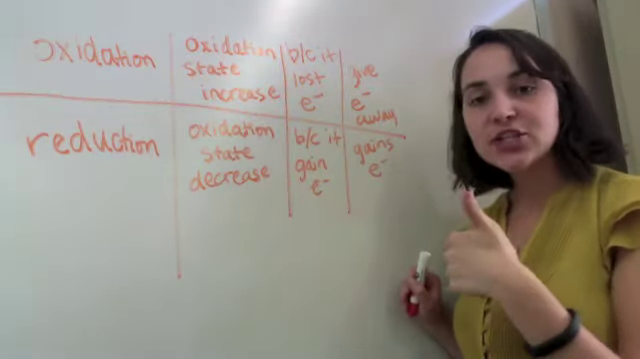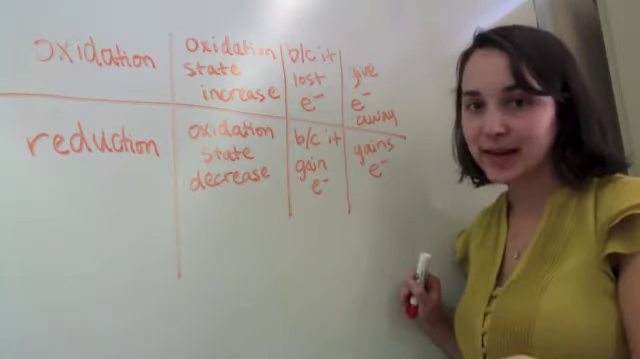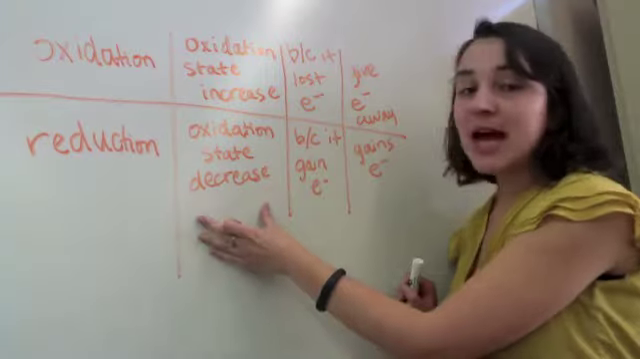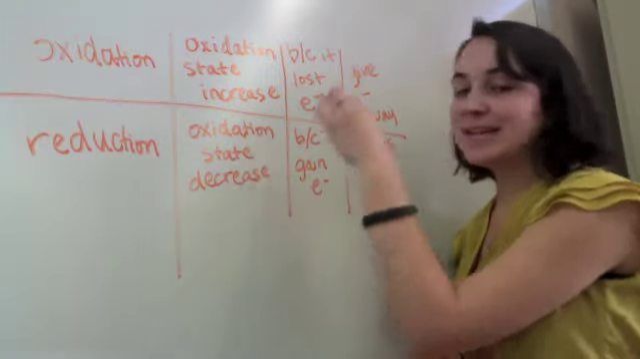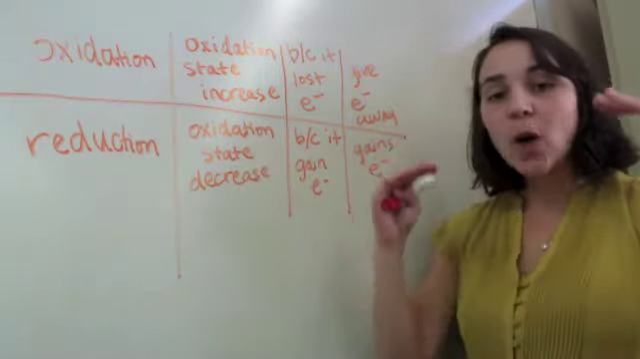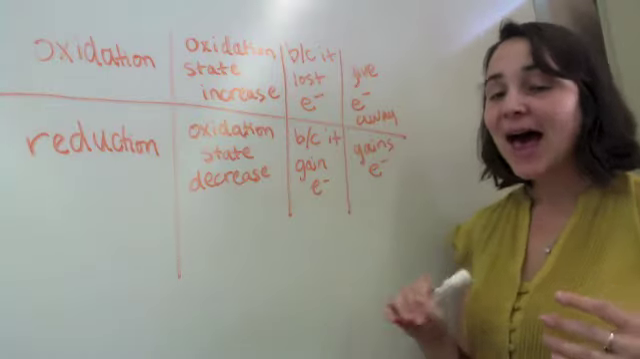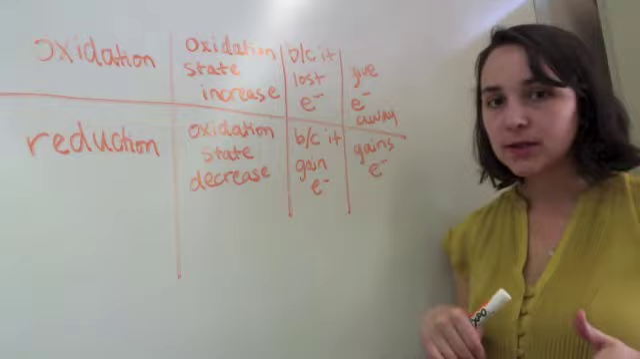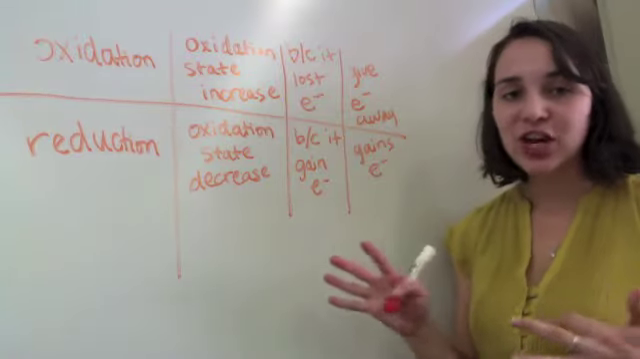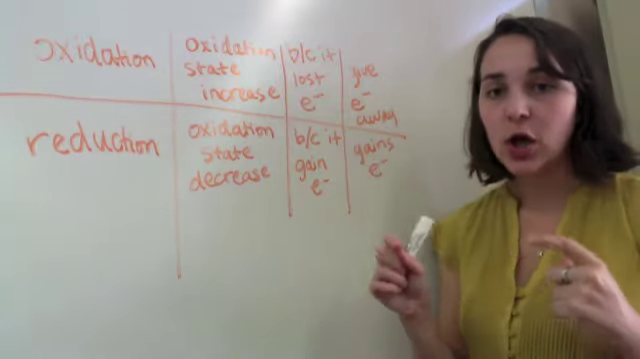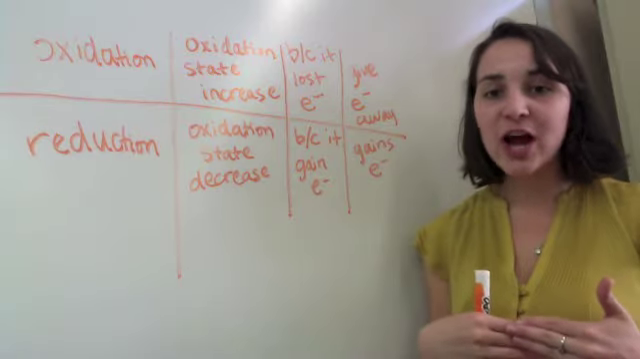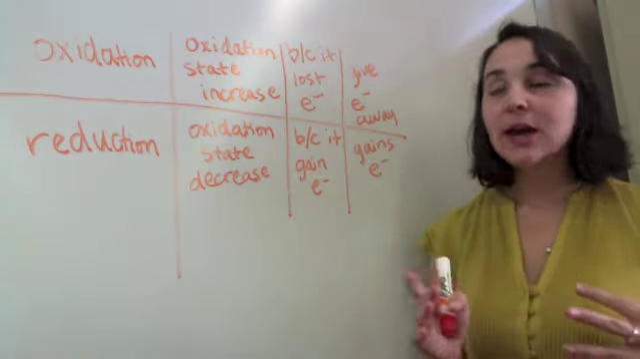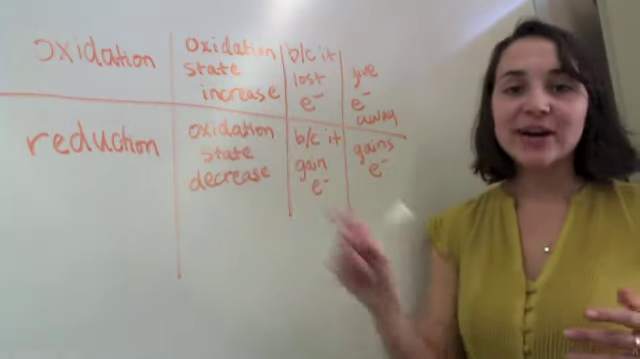Remember that the oxidation state depends on the electrons. Now at the same time, in our reduction, we have an oxidation state decrease. It's going down because it's gaining negative particles. Hopefully that helps you differentiate between oxidation and reduction. Really, you can determine which element is being oxidized and which element is being reduced by looking for this change in oxidation states.